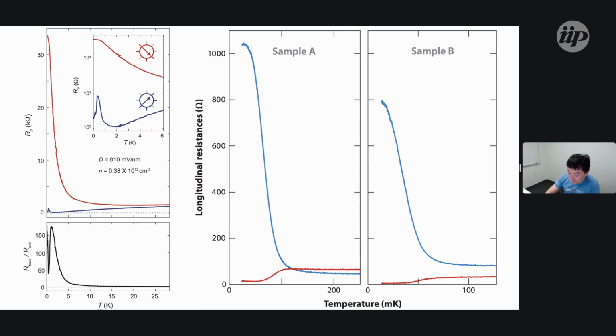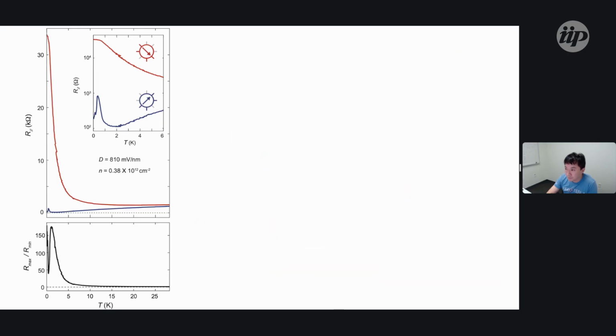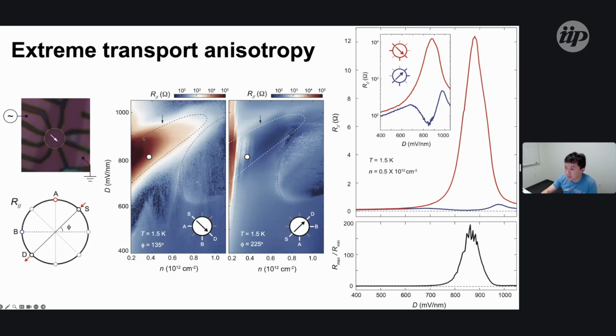So can you just remind us at what density and displacement field this is? So this is density from 0.2 to about 1, displacement field from about 800 to 1,000 millivolt per nanometer. I will show a comparison directly with Long's phase diagram in a minute. This is essentially the same region.